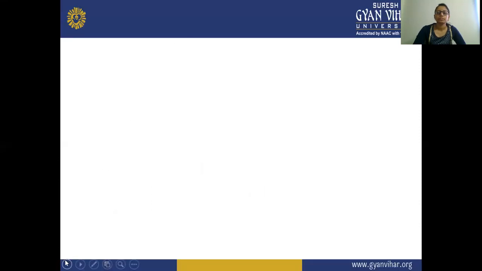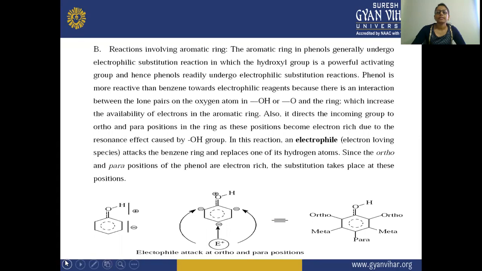So now, the second type of reaction is the reaction involving the aromatic ring. In the last slides, we studied the reactions involving the OH functional group in phenol, because phenol has the OH group on it. Today we are discussing the reactions that involve this aromatic ring.